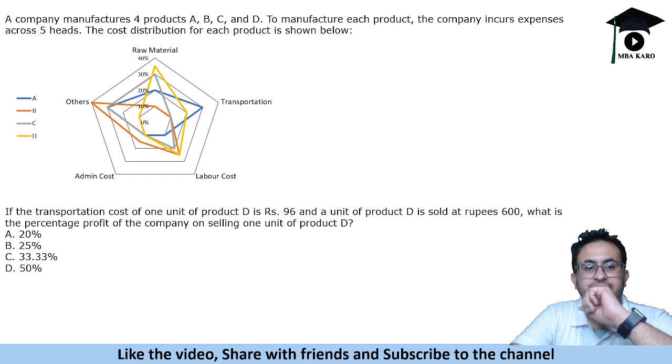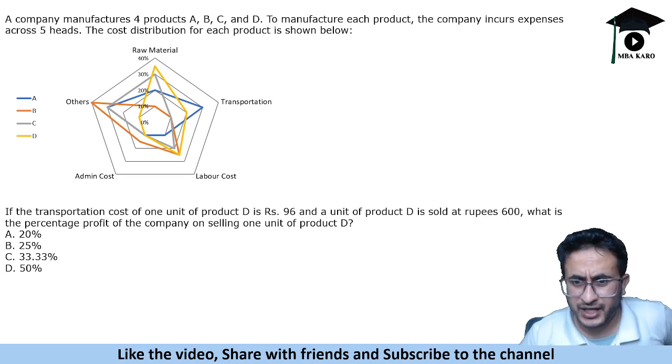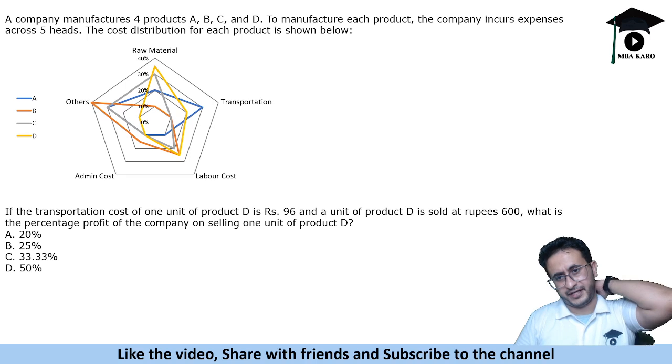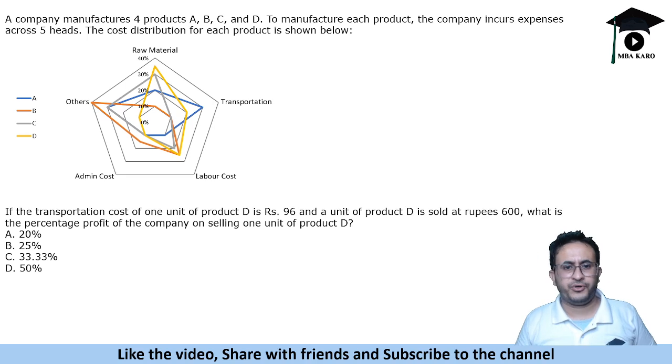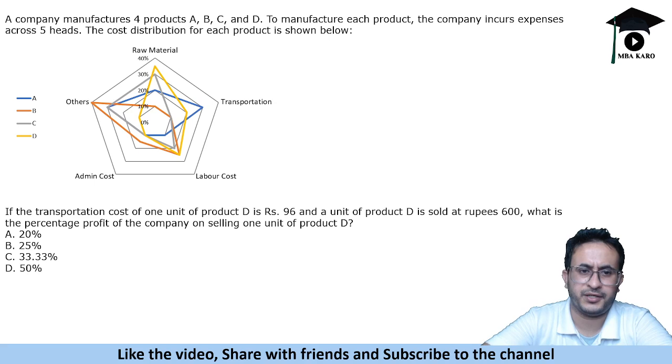It says that we have a radar chart, and if you look at the past papers, a radar chart has been asked on CAT on several occasions. So you must know how to read different kind of graphs, right? So when we talk about radar chart, it is not that difficult to read. I'll tell you how to read a radar chart.